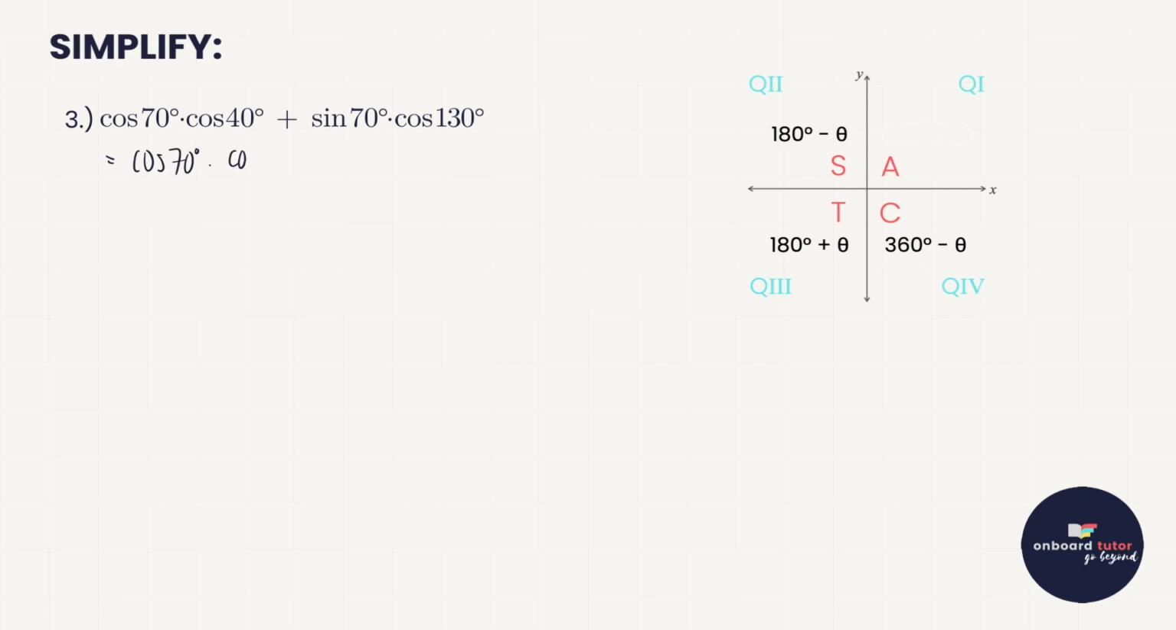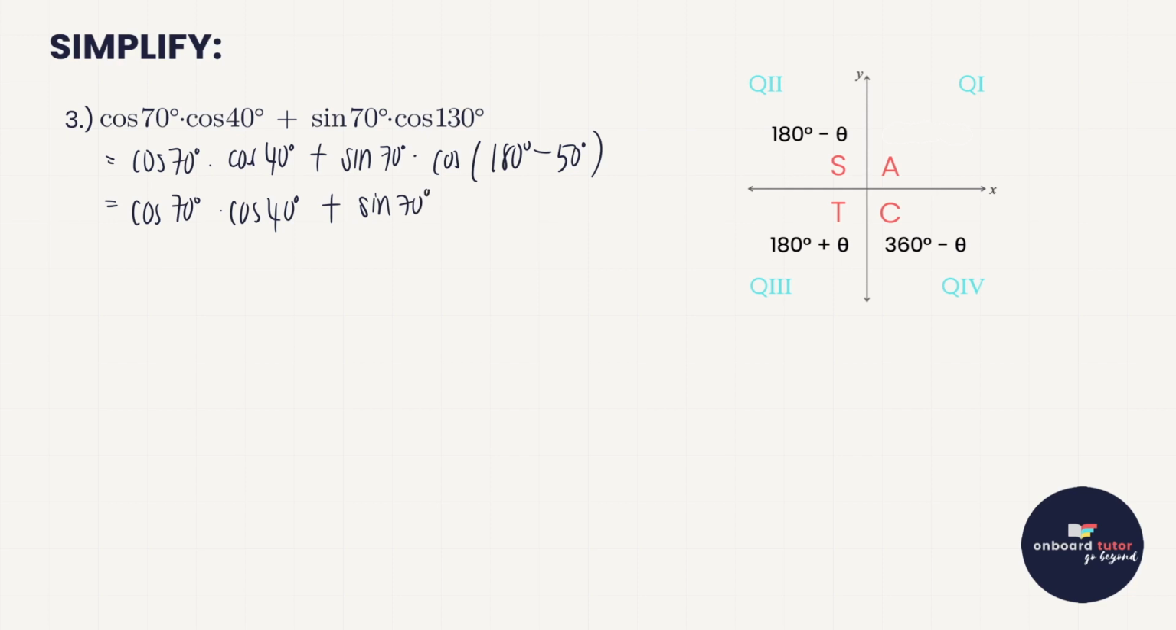So cos 70 times cos 40 plus sine 70 times cos, and this is now going to become 180 minus, and 180 minus 50 will give me that 130 that I need there. Okay, so now to reduce it, this part can stay, plus sine 70 multiplied by cos in the second quadrant. Look at this, sine is positive, so cos has to be negative. So negative cos 50 degrees. Okay, now have a look at this plus minus here. We're going to have to deal with that. So that we can rewrite.